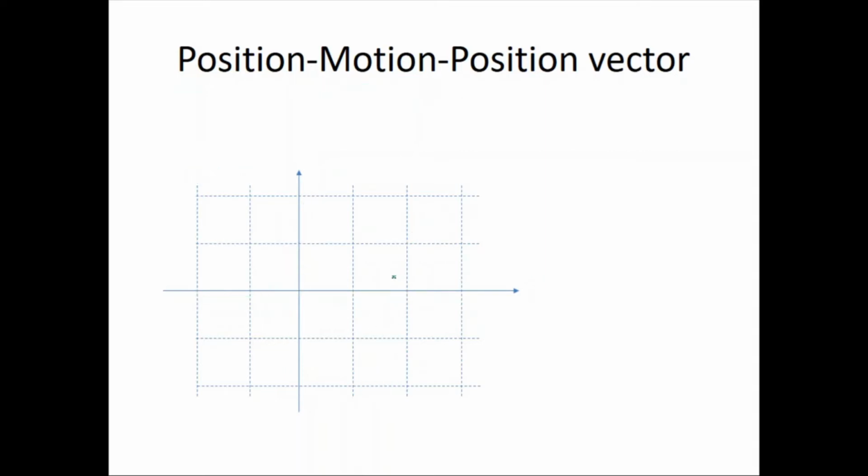And the position vector, on the other hand: assume you have an object at this point. The position vector is the vector drawn from the origin to the object. This is the position vector of this point. If the object is, for example, somewhere here, then the position vector is going to be this one. You just draw lines from the origin to the point. These are different position vectors.